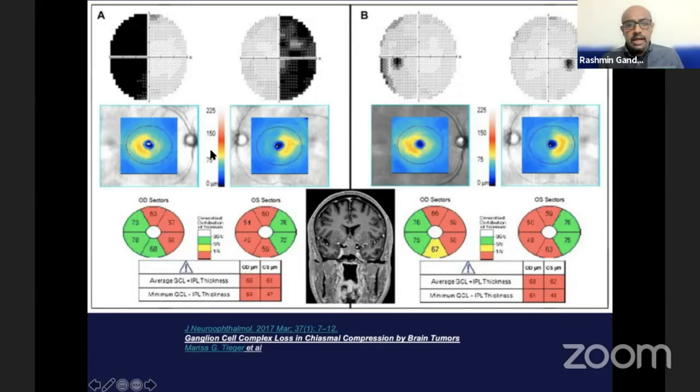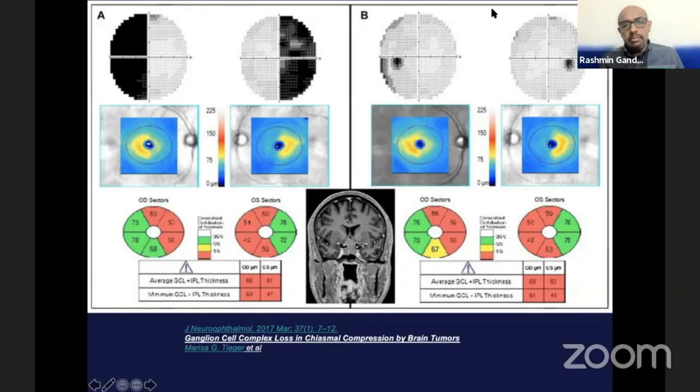Now the newer machines will actually give you these maps together with the average RNFL map. Here, the cooler colors like blue denote thinning, while a warmer color like yellow denotes normal thickness of the GCC. And as you see here, the binasal macular side GCC is thin, which gets reflected into bitemporal hemianopia. This is a patient with a chiasmal compression.